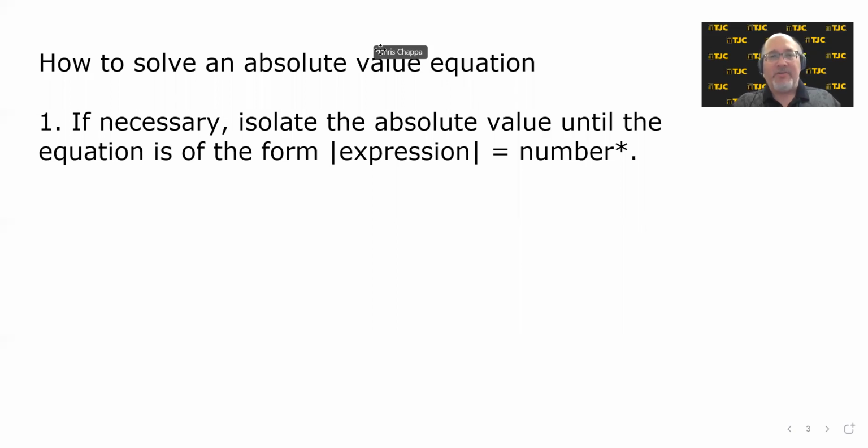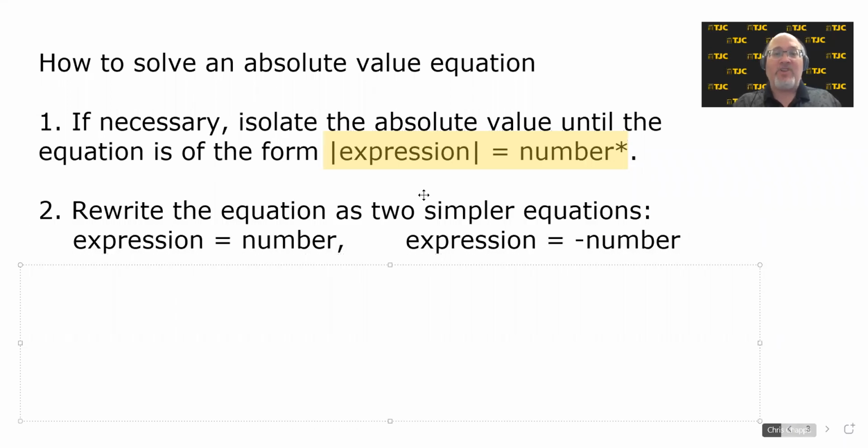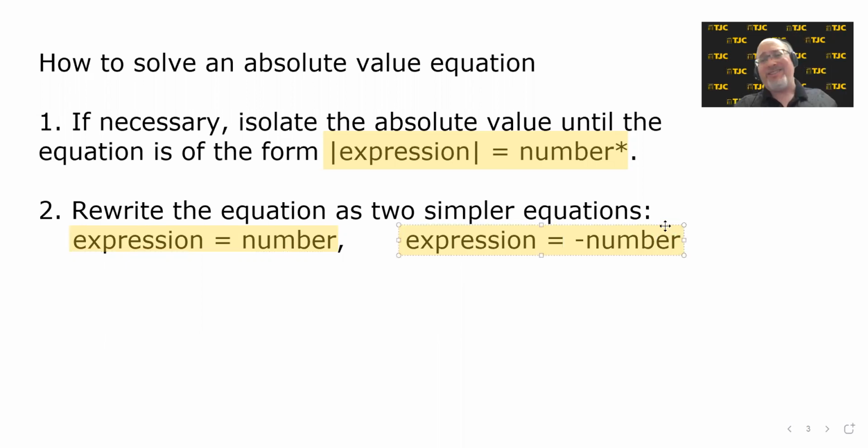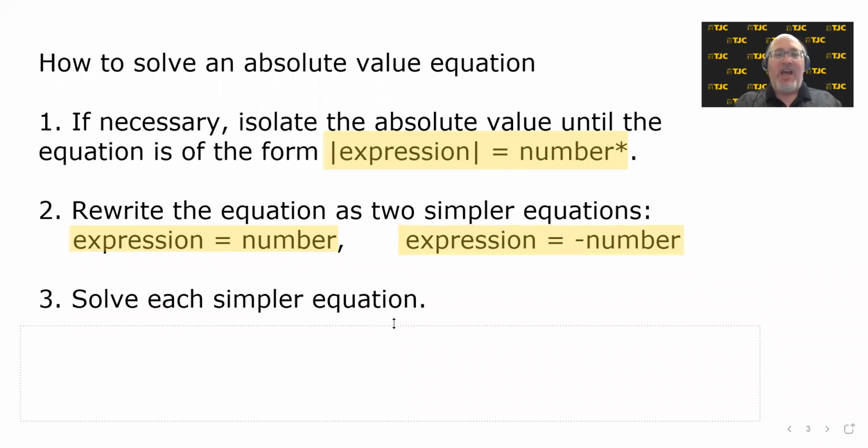But once you get it to this form, once you get absolute value of an expression equals a number, and you may remember why the asterisk is there, what do we do next? Well, then we rewrite the equation as two simpler equations. Simpler equation number one, whatever's on the inside, that expression is equal to that number. And simpler equation number two, whatever's on the inside, that expression is equal to the negative of that number. This removes the absolute values and gives us two simpler equations to solve.